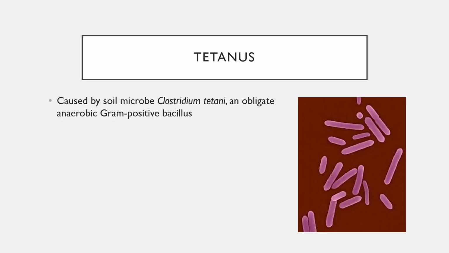Next, we have tetanus. Tetanus is caused by a bacterium called Clostridium tetani, which lives in the soil. It's an obligate anaerobe, and its gram stain reaction is gram-positive, and it's bacillus-shaped. This disease is non-communicable, meaning it is not contagious, and it cannot be transmitted from person to person. The portal of entry is deep skin wounds, usually with an item that has been contaminated with material from the soil that is carrying Clostridium tetani.